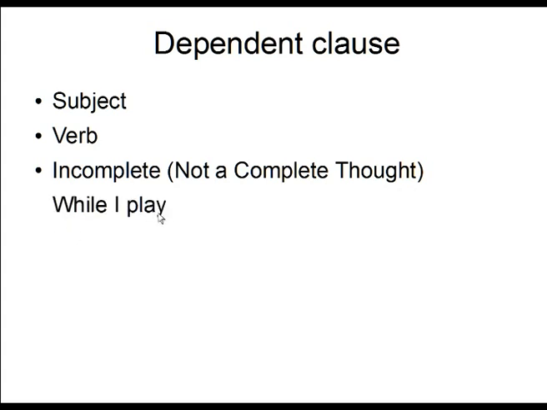So while I play is a dependent clause. It has a subject, it has a verb, but this part makes it incomplete. It makes it dependent because now it needs this other part. So that's what a dependent clause is. It's a clause that has a subject, a verb, and is incomplete because it needs something else.